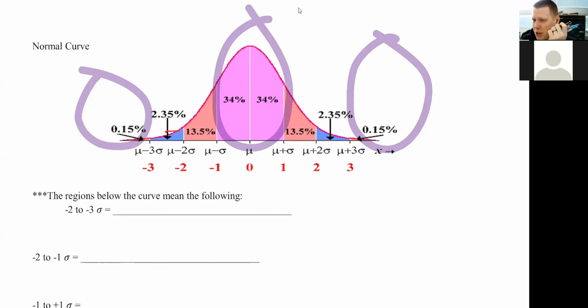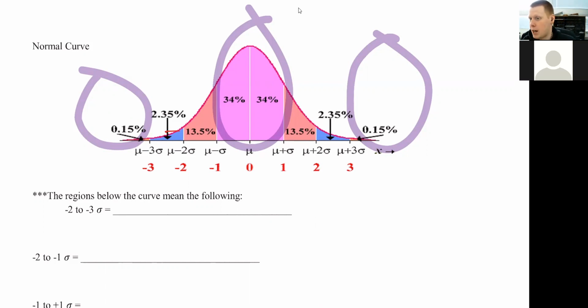And this is the same with an IQ test. Most people are going to score average, but you're going to have people on the high end, like geniuses. You're going to have people on the lower end. I don't really put a lot of weight in the IQ test, but that's a common example where you would see a normal curve.